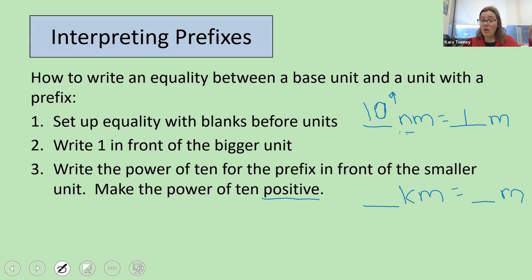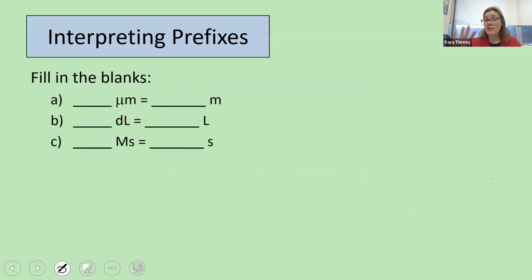So I see that kilo is above the base unit meter. So I put the 1 with kilo. But the kilo is what tells me what goes in the other blank. So I look and I see kilo means 10 to the third. It starts off positive, so I keep it positive. 1 kilometer equals 10 to the third meters. I'd like you to take a moment, stop the video, and just practice these ones by yourself.